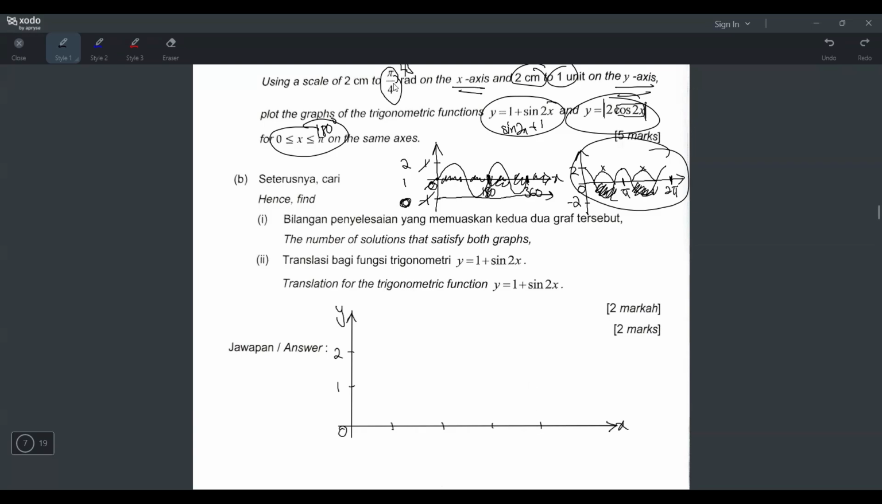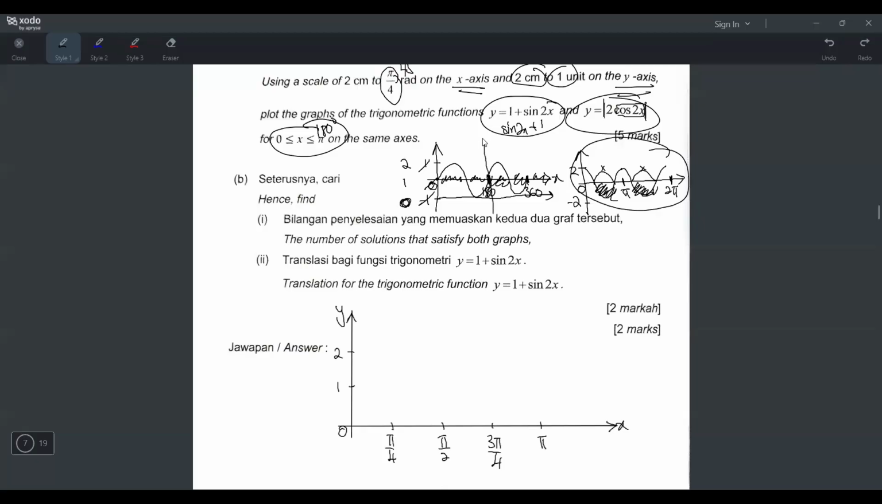But they said to write in radian, so you should write in radian also. So this one is pi, which is 180 lah. Pi is 180. And then this one is pi over 2, which is 90. And this one is 45, which is pi over 4. So 1 over 4, 2 over 4, 3 over 4, and then this one is 4 over 4. Okay, remember we only draw until pi, 180.